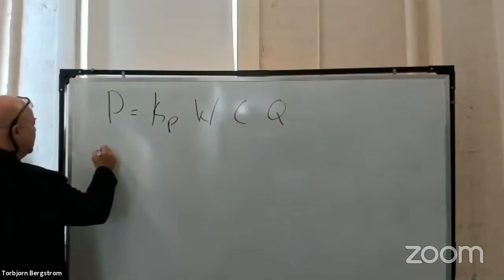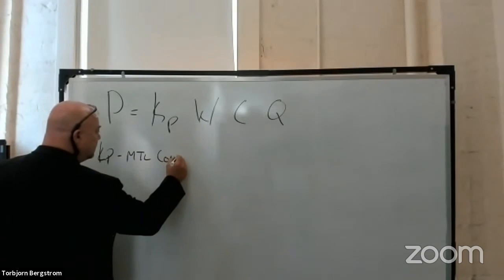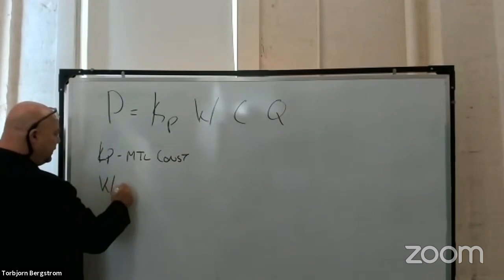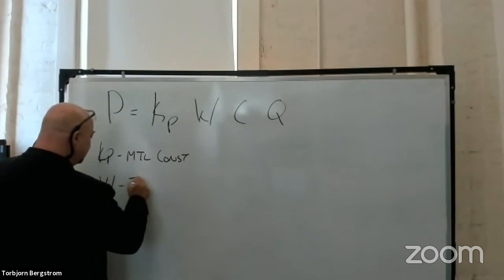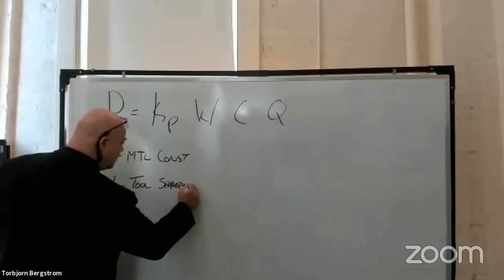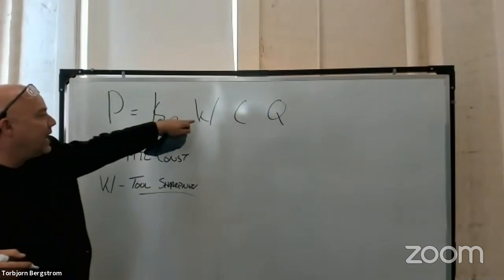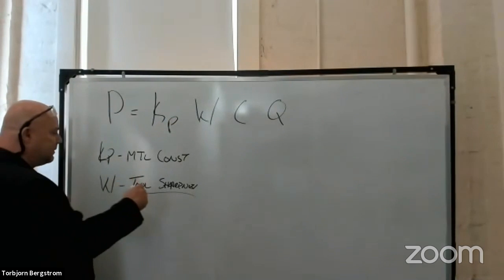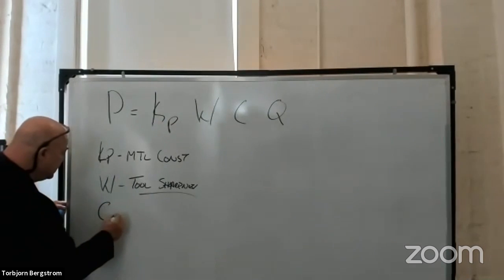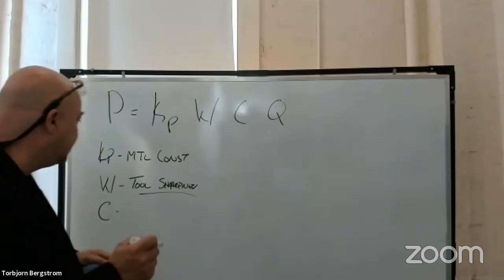So the power of the cut should be equal to this material constant. KP is a material constant. W, that was the sharpness factor, or the tool factor. Now I call it tool sharpness. The reason it's a W is because the people that invented the equation called it the tool wear factor. But I'm going to call it the sharpness factor because I think it makes more sense. The C. Forgive me, but wasn't Q the material removal rate? We haven't gotten to that one yet. That's Q. So the C is the speed factor.